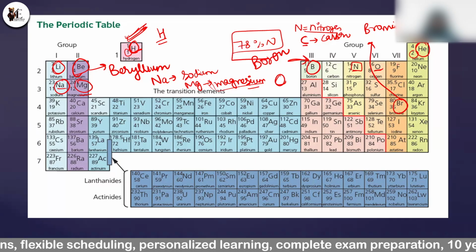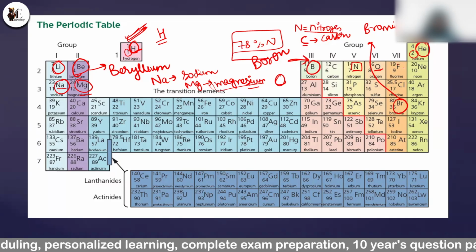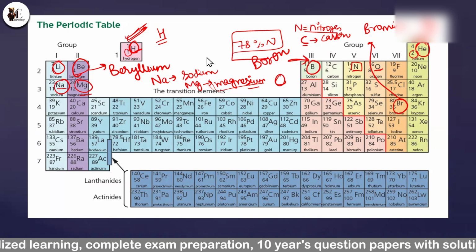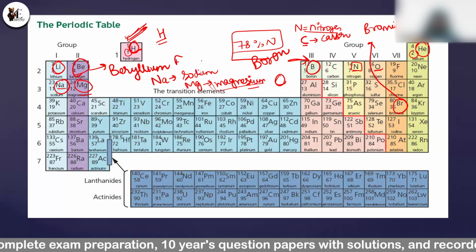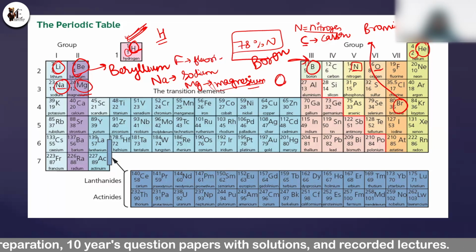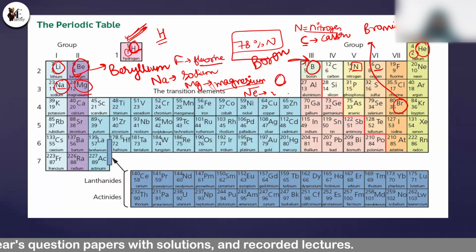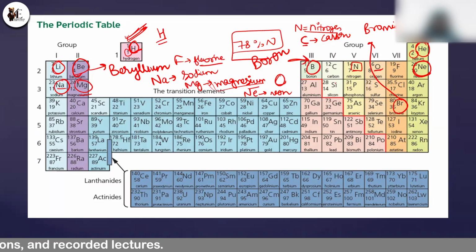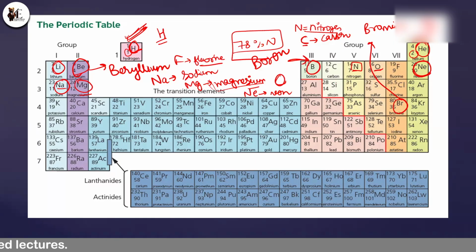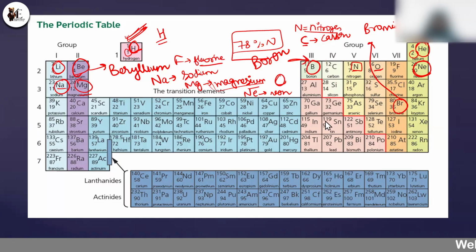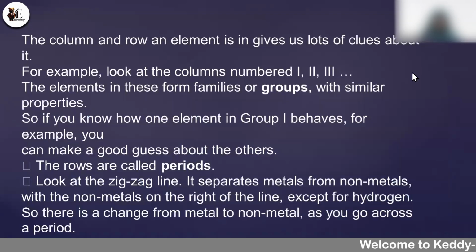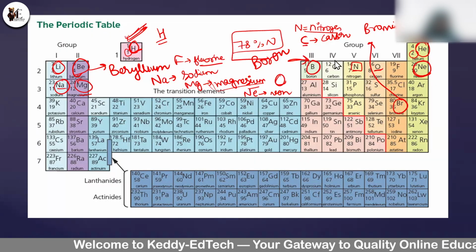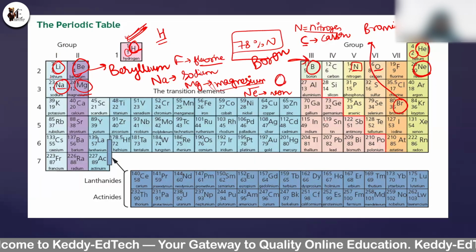I'm just going to make you learn only the first 10 elements. F is fluorine, and Ne is neon, your noble gas. There is a complete chapter on the periodic table in your syllabus. We'll learn about it, so don't worry. The column and row an element is in gives us lots of clues about it. For example, look at the columns numbered here. Now look at the periodic table again. Here you have, let me just clear this.